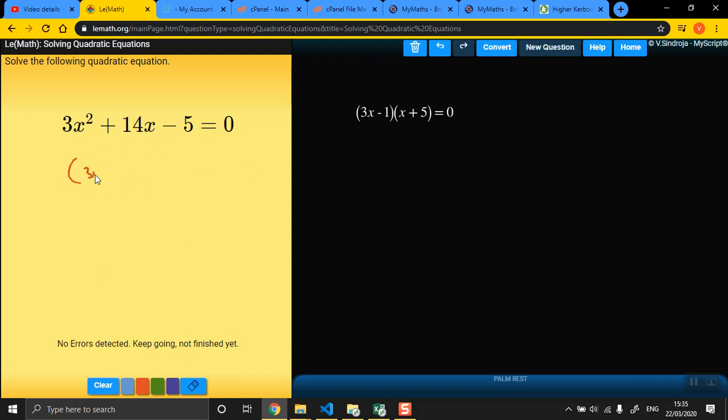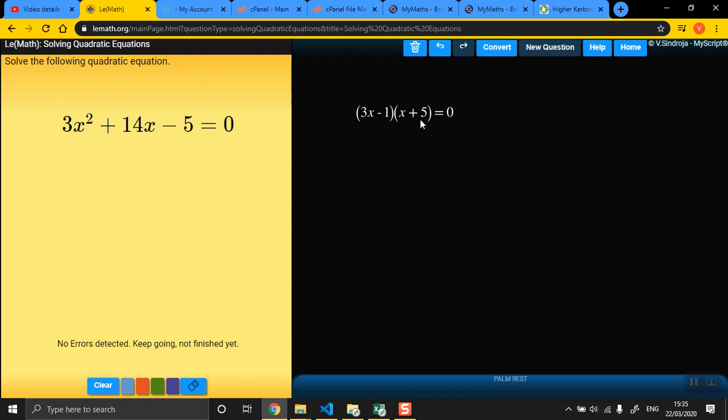You can always double check by expanding it. That's always a good idea. Just multiply it out and double check that it is right. Now we actually need to find out what x equals. So we need to find out what number x equals that makes this thing equal to 0.